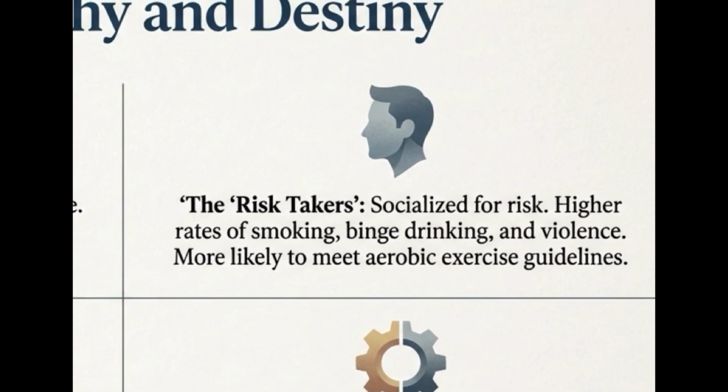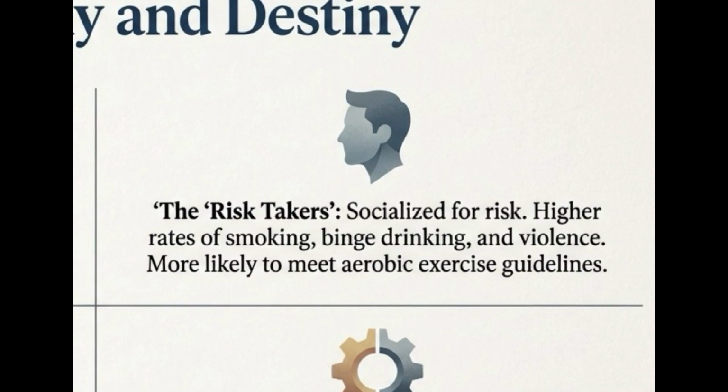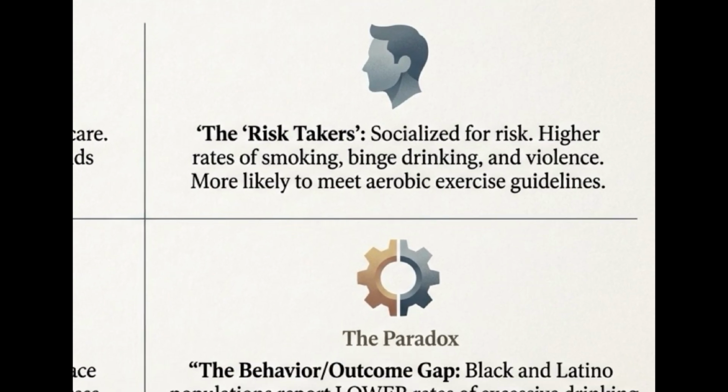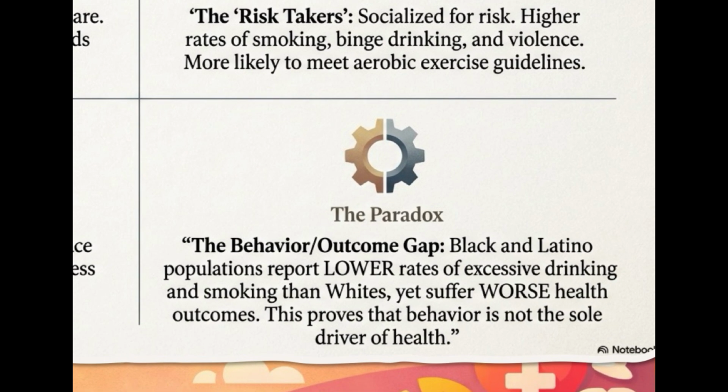Next, we have, again, men. Men are socialized for risk, with higher rates of smoking, binge drinking, and violence, which of course leads to injury, disability, and death, and are more likely to meet aerobic exercise guidelines because, again, being sweaty is such a male-coded aesthetic and mannerism. But of course, there are paradoxes, like, for example, Black versus Latina populations, with lower rates of exercise and drinking less than whites, yet suffering worse health outcomes. So, ibig sabihin, this may not be a function of health behavior, but a function of, when you get to the secondary prevention or the curative component, do they have access to the curative component of care?